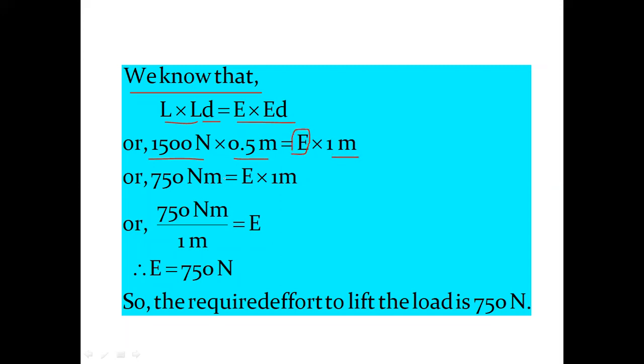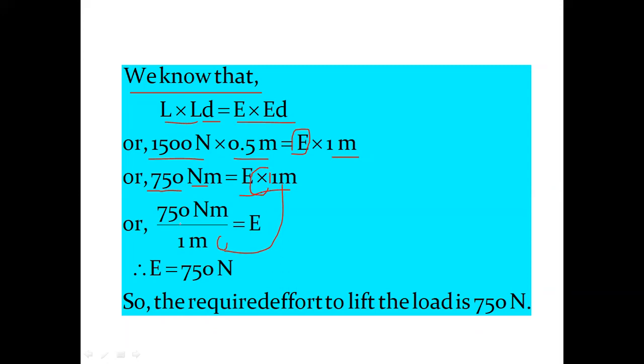Now we can easily solve it. When you multiply 1500 Newton into 0.5 meter, it will make 750 Newton meter. Newton meter means joule. Then we have E into 1 meter. Then we take this numerical value to this side. It was originally in multiplication; when you take it to another side, it will be in divide.